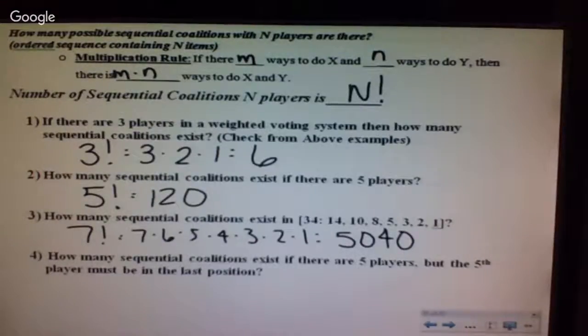Okay. Tell me this one. How many sequential coalitions exist if there are 5 players, but the 5th player always has to be in last place?